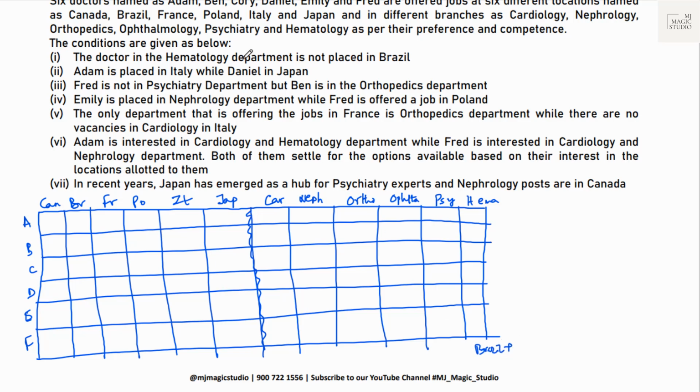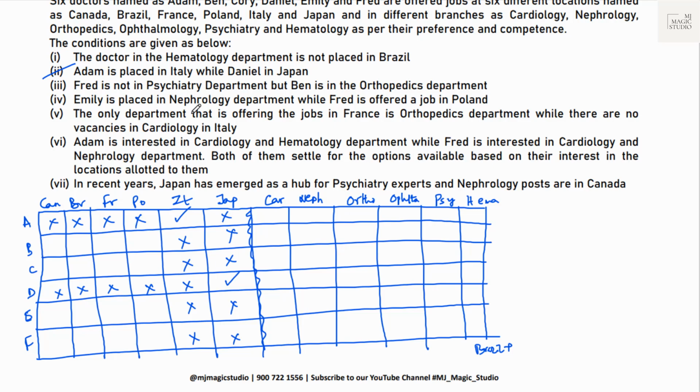Doctor in hematology department is not from Brazil. Adam is placed in Italy. A is in Italy. That means no one else is now from Italy. I'll just cross it out. And Daniel, D, is from Japan. No other person from Japan. Done.